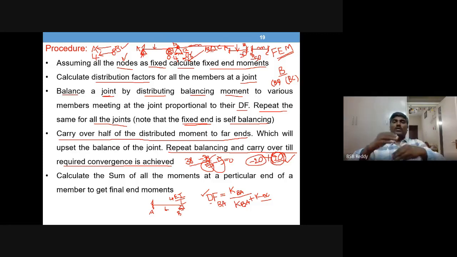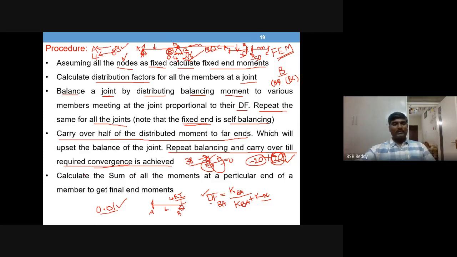Means you balance one joint, carry to the far end. Again, you balance this and carry to the other end. And you balance that again and carry to this one. So likewise, you go on and repeat it until the balance is, say for example, you set some value. Say I want the balance to be nearer to 0.01, then I will stop. So this is what is called convergence. That is the repetitive process.